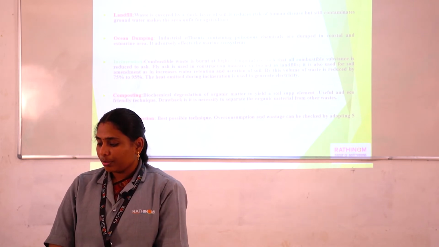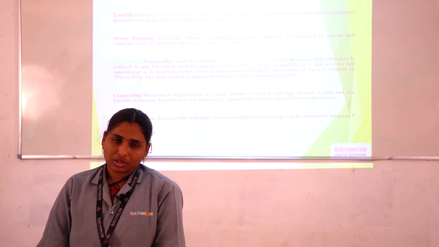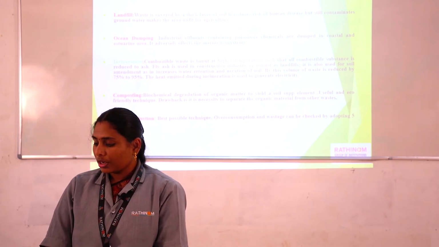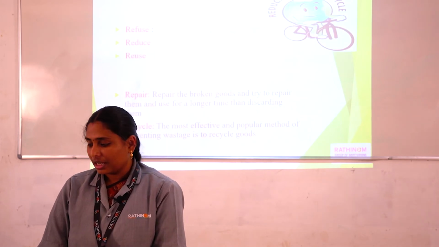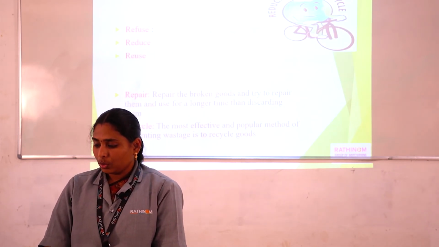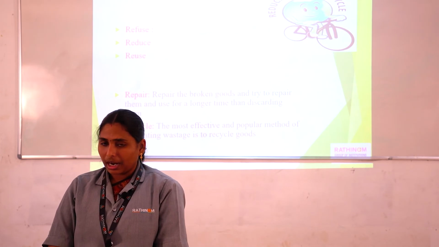Source reduction is the best possible technique. Overconsumption and wastage can be checked by adopting the 5 R's, that is refuse, reduce, reuse, repair and recycle.